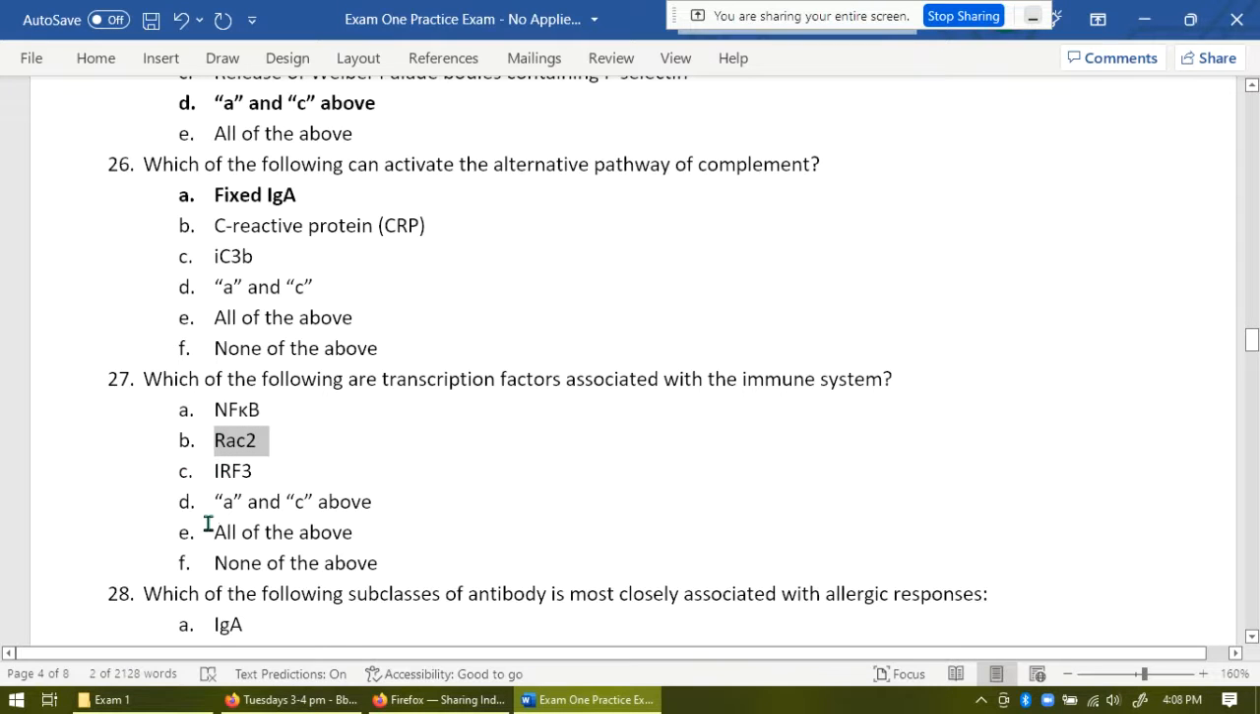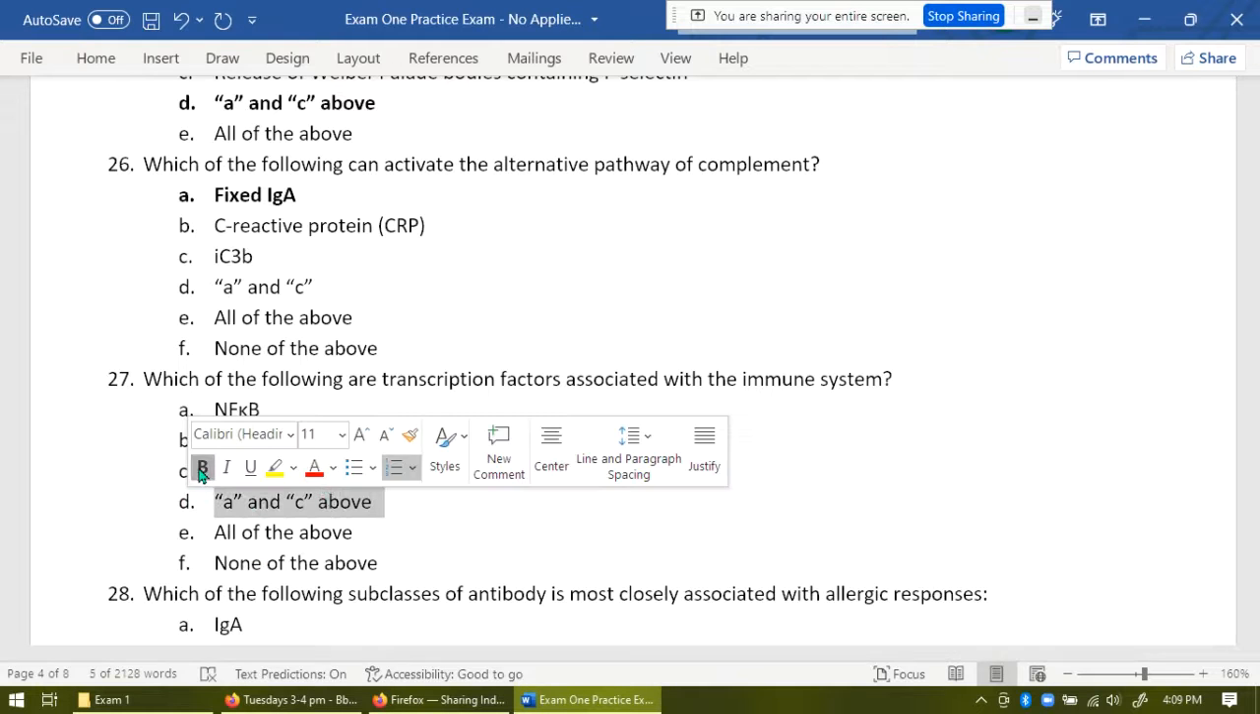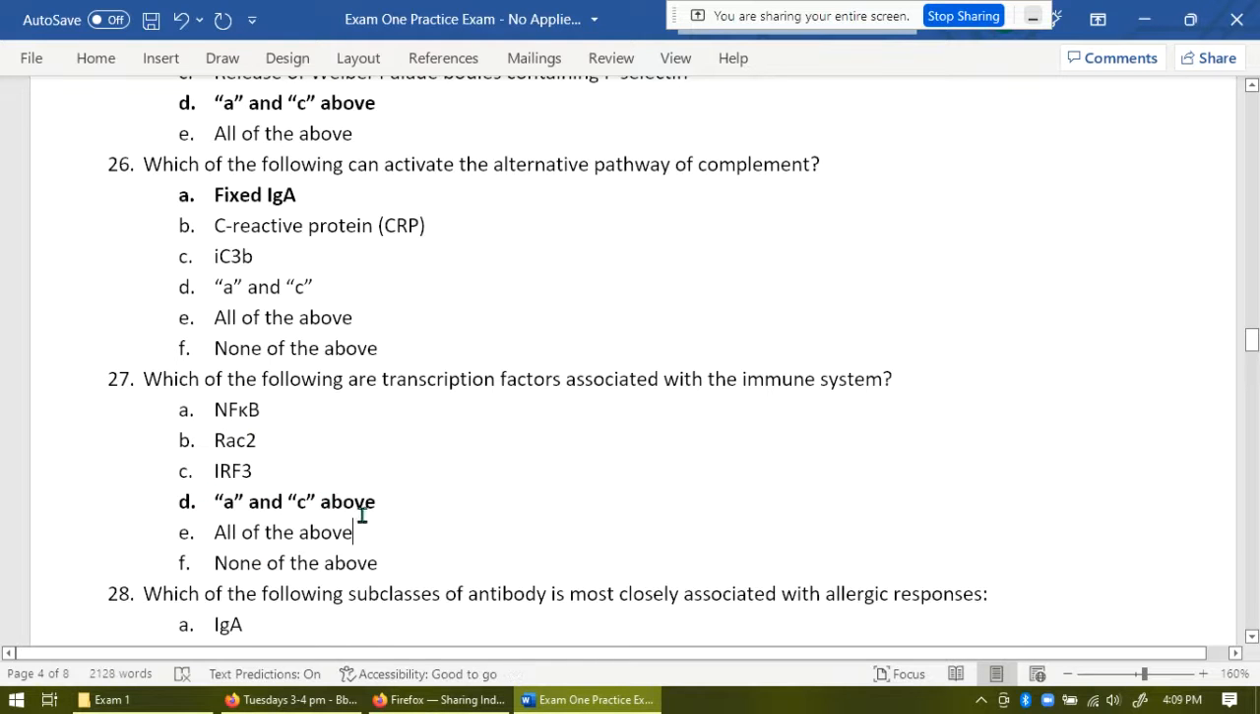RAC2, this is not a transcription factor. RAC2 is a G protein, and it assembles NADPH oxidase. That is its job. IRF3, yes. IRF3 is one of the transcription factors for the type 1 interferon cytokine genes. So it's going to cause the cell to make interferon alpha and beta. So A and C for this one.